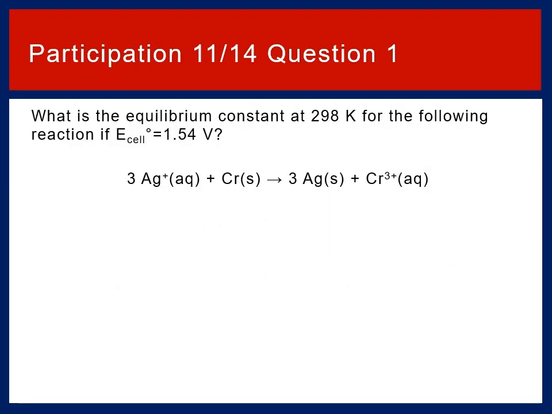Participation 1114, question 1. What is the equilibrium constant at 298 K for the following reaction if E cell naught equals 1.54 volts? The reaction is 3Ag+ aqueous and Cr solid becomes 3Ag solid and Cr3+ aqueous. This is the first question on participation 1114, due Friday, November 14th at 11:59 p.m. over on Blackboard. Link to the assignment is right below the links to these videos.